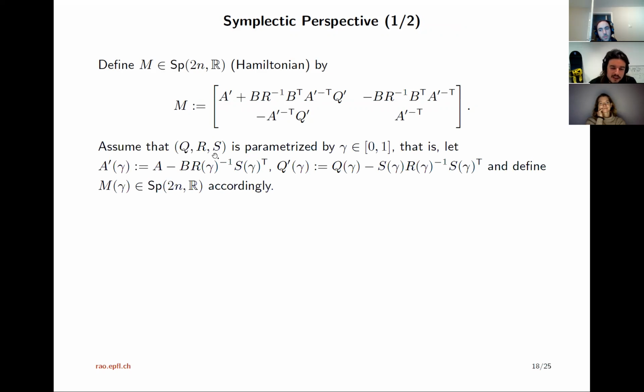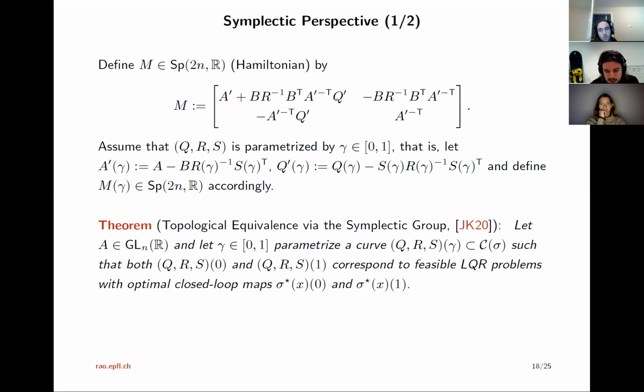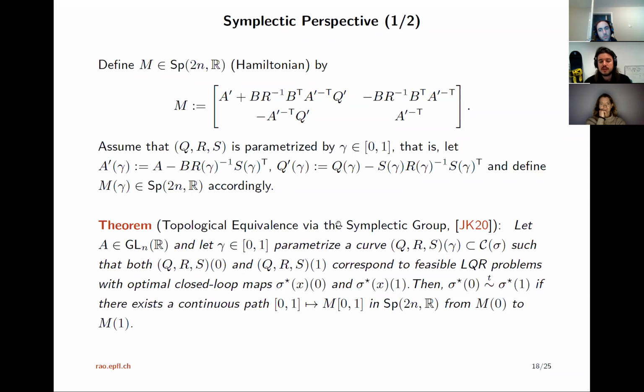What we can do is parameterize these cost matrices, let's say by some gamma, which means that this M is parameterized by gamma, and A prime and Q prime are all functions of gamma. And we can state the following. We pick some curve in the set of feasible matrices, and we look at the start and the end point, just for simplicity. Then it turns out that if this M, which is also a function of gamma, is a continuous path in the symplectic group, then indeed these two systems are topologically equivalent.